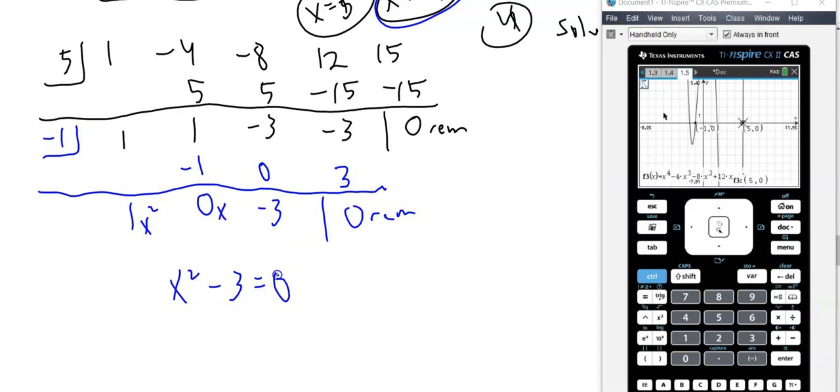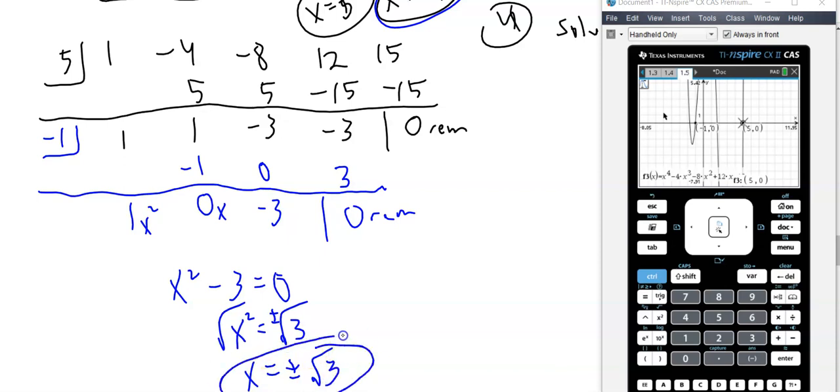Again, lots of times you're going to have to do quadratic formula. In this case, there's no middle x to the first power term. So just add 3 to both sides. x squared equals 3. Take square root to both sides. Don't forget plus or minus. x equals plus or minus root 3. So there are 2 irrational solutions, which are real solutions, and 5 and -1 are also solutions there. So you have 4 solutions altogether.